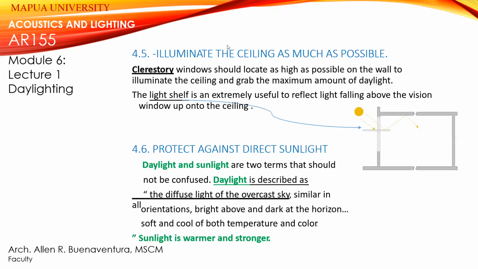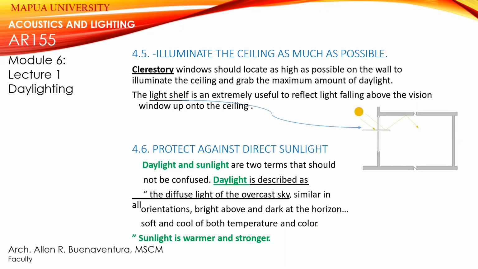So illuminate the ceiling as much as possible. Clerestory windows should be located as high as possible on the wall to illuminate the ceiling and grab the maximum amount of daylight. A light shelf is extremely useful to reflect light falling above the vision window up to the ceiling. As you can see in the figure, you can use a canopy to reflect the light to the ceiling, protect against direct sunlight. This is one of the basic rules: protect against direct sunlight.